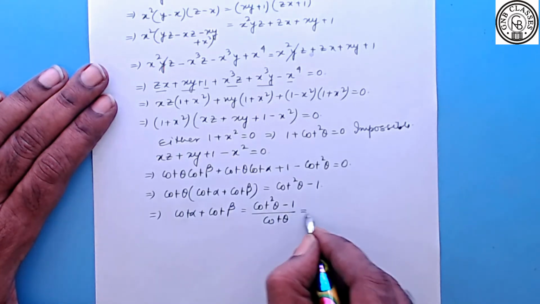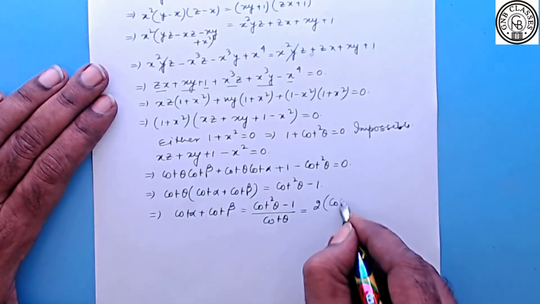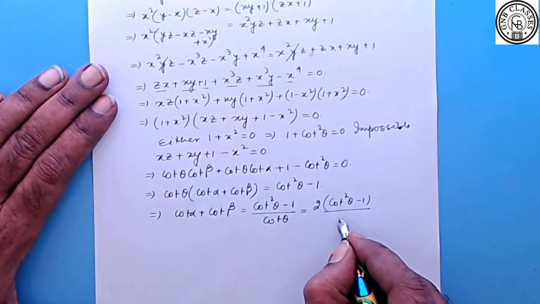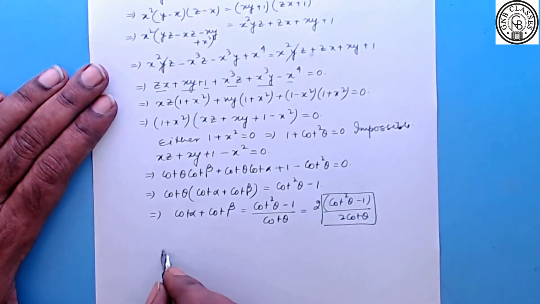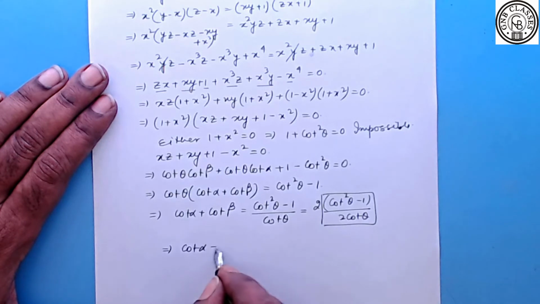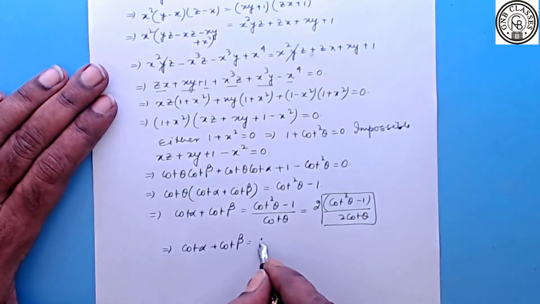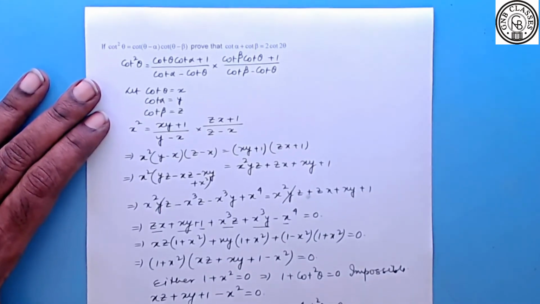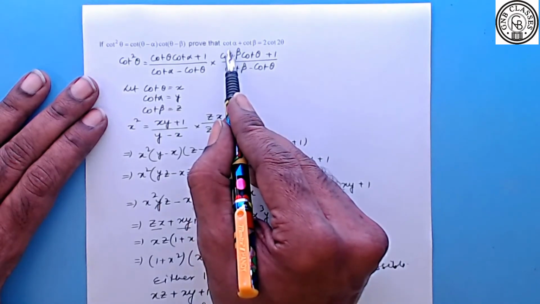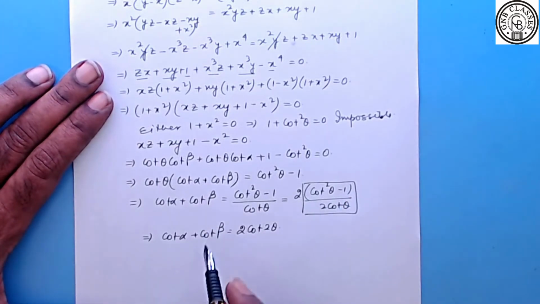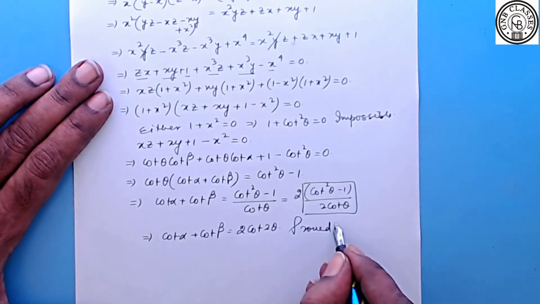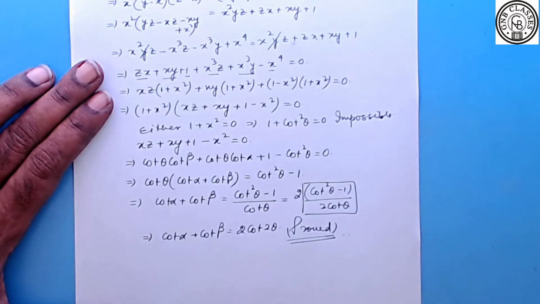Okay? This can also be written as 2 times cot square theta minus 1 divided by 2 cot theta, and this part is nothing but cot 2 theta. So we got cot alpha plus cot beta is 2 cot 2 theta. Is it clear? So our proof part is over. We have been asked to prove that cot alpha plus cot beta is 2 cot 2 theta. That is exactly what we have proved. Cot alpha plus cot beta is 2 cot 2 theta. Is it clear to all of you?